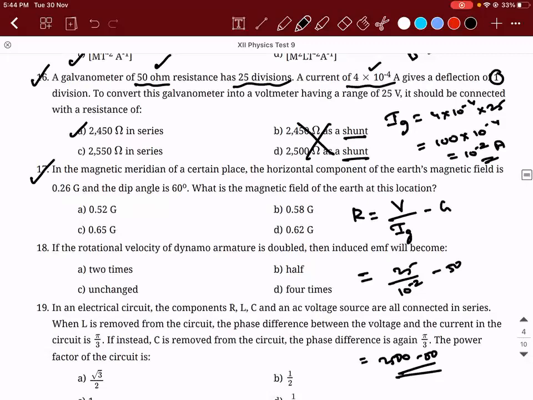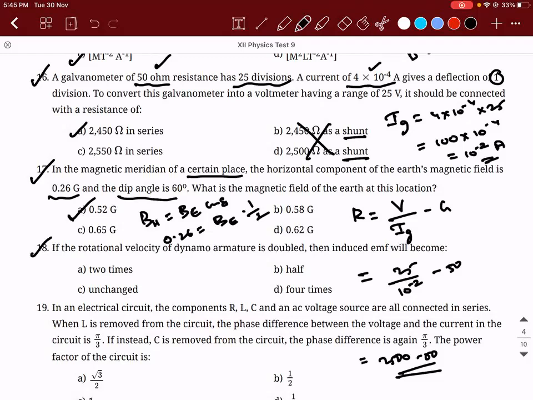17th. In the magnetic meridian of a certain place, the horizontal component of the Earth's magnetic field is this much and the dip angle is 60 degrees. What is the magnetic field at this location? So BH is equal to BE cos delta. 0.26 is equal to BE times cos delta, which is half. Answer will be 0.52 G. This is a textbook problem.